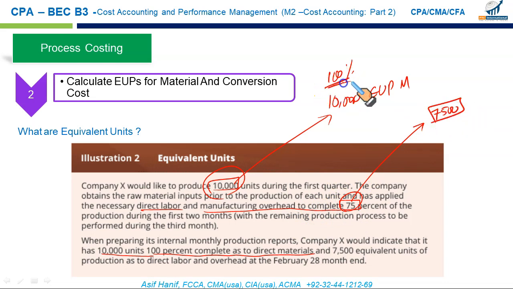Now, since material is 100% incurred, we have 10,000 EUPs of material, but only 75% conversion cost was added. That means even though they are 10,000 units, from the conversion cost point of view, they would be considered 7,500 EUPs. That's the idea. It will be further explored as we go along.